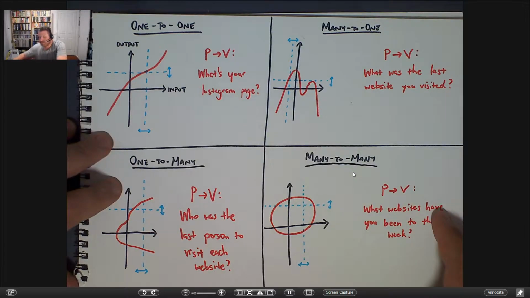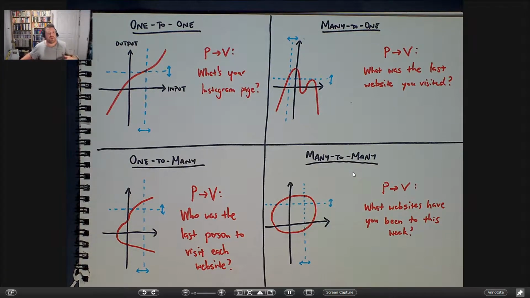Okay, so I'm actually going to start down here at many-to-many. What would a many-to-many relationship look like between these two sets? Well, something like, what websites have you been to this week? So there would be a relationship between Tyler, who might have gone to 5 different websites, but some of those websites Cindy might have gone to as well. So there's all sorts of relationships running everywhere, multiple people going to the same website, multiple websites from a single person. So many different people mapping to many different websites, and it's a mess.